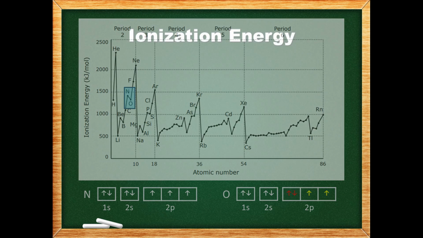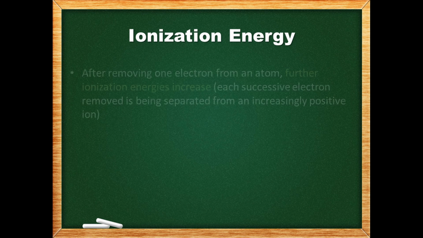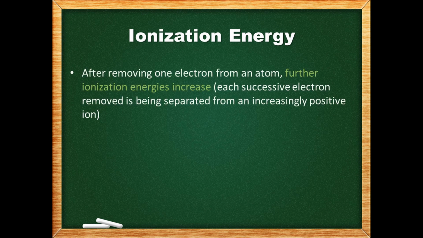In addition to helping us predict which elements might tend to lose or gain electrons during chemical changes, ionization energies also help us to identify which electrons are likely to be associated with those changes. After removing one electron from an atom, further ionization energies increase, since each successive electron removed is being separated from an increasingly positive ion. The increases are not regular, however, since whenever the last outer electron is removed, inner or core electrons are now involved. This means the next ionization requires significantly more energy.